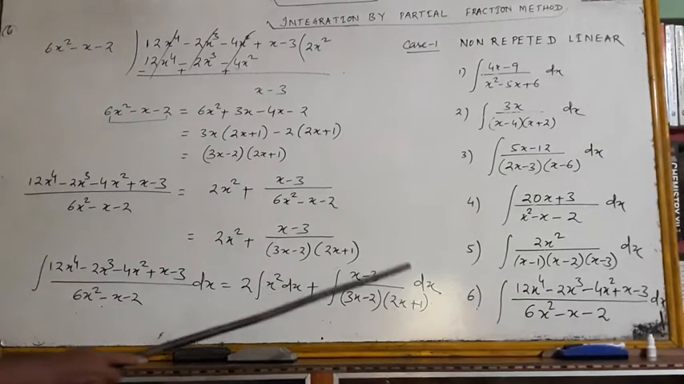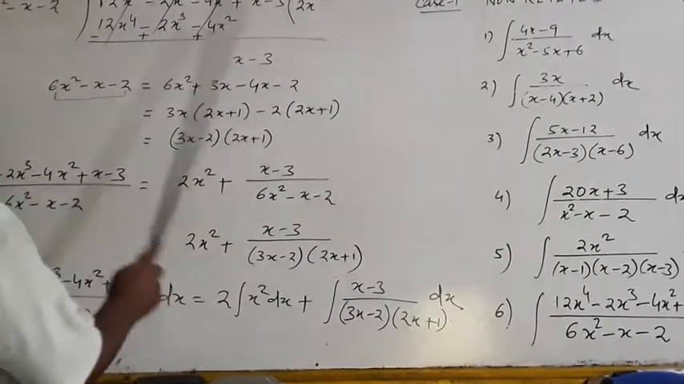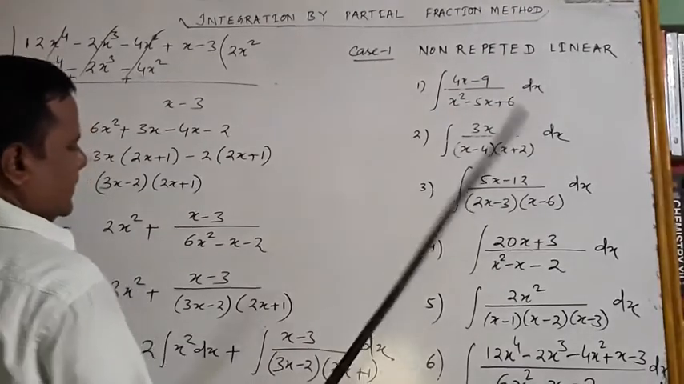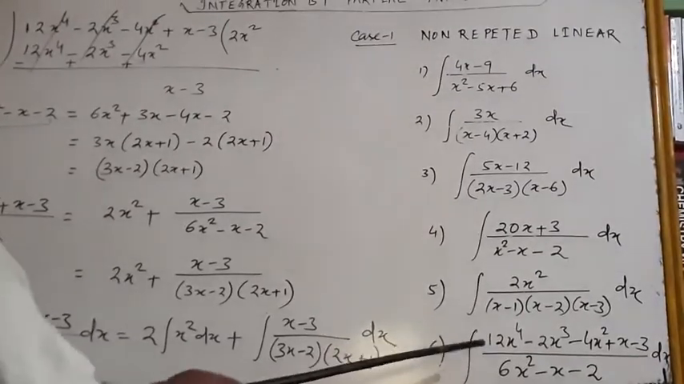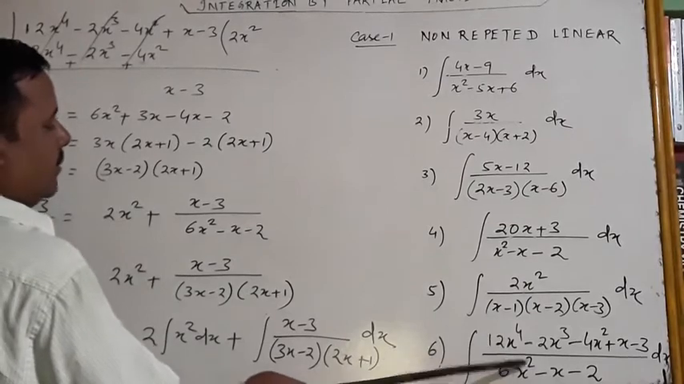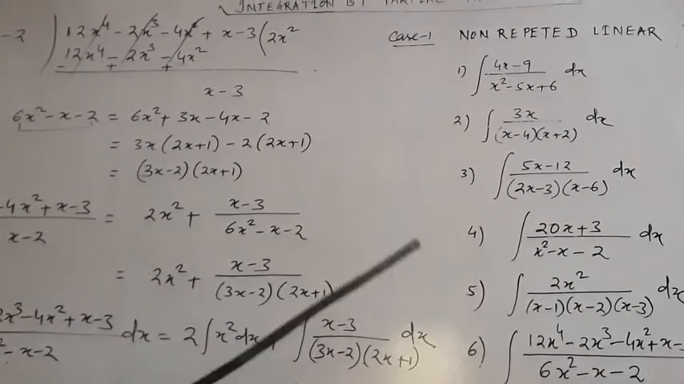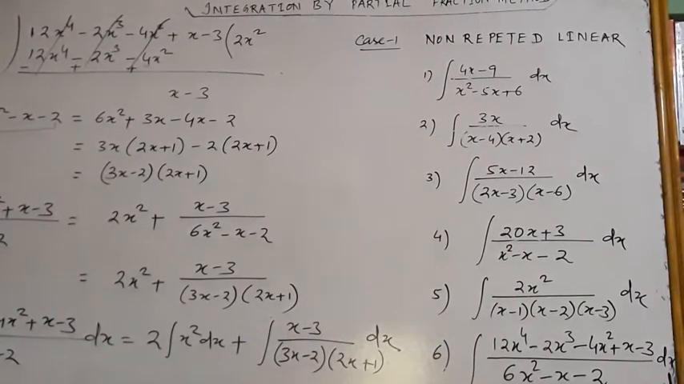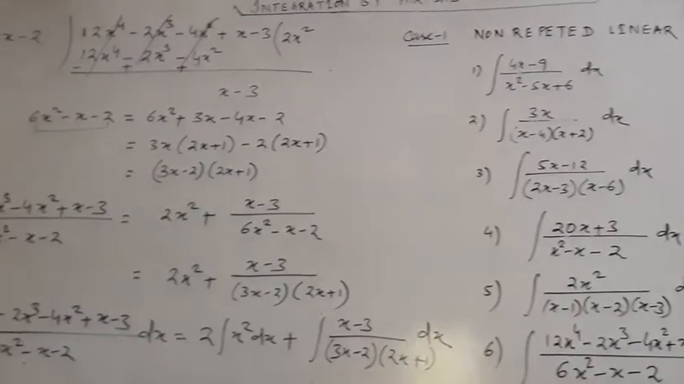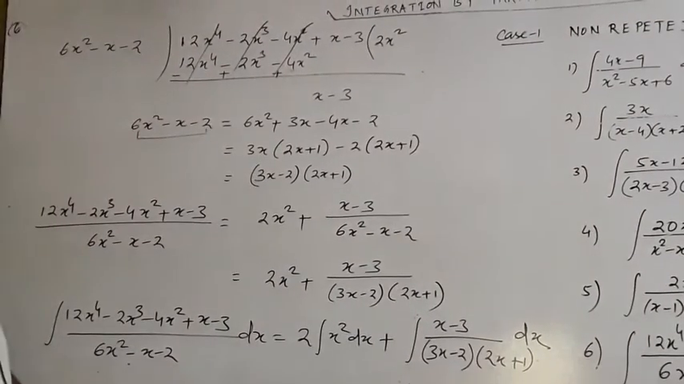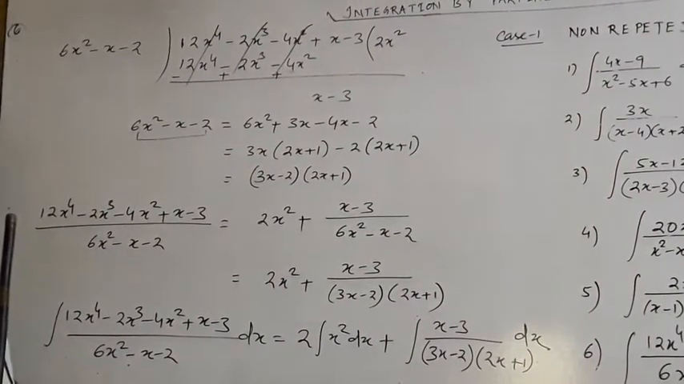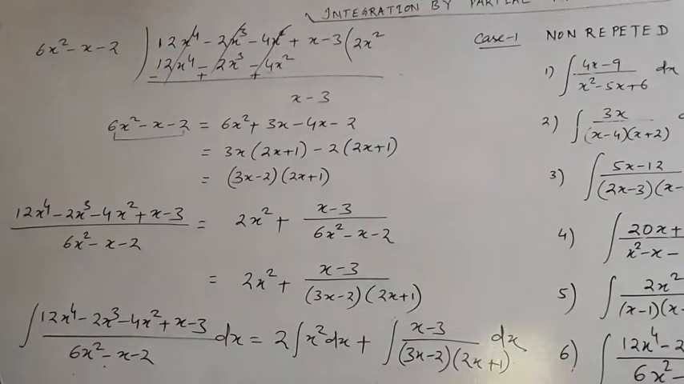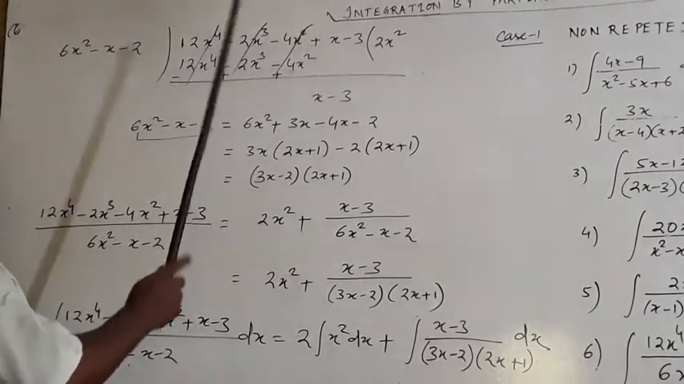Now I am telling you number 6. Now look at problem number 6. It is 12x fourth minus 2x cube minus 4x square plus x minus 3 by 6x square minus x minus 2. Here the numerator has power 4 and the denominator has power 2. So the numerator is more powerful than the denominator. This violates the condition of case 1. The condition is that the numerator power must be less than the denominator power. In that case, what will we do? You know the method of division.